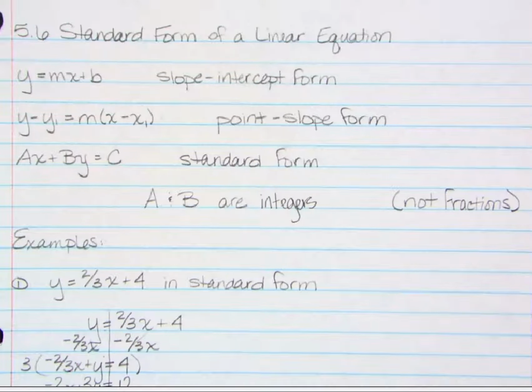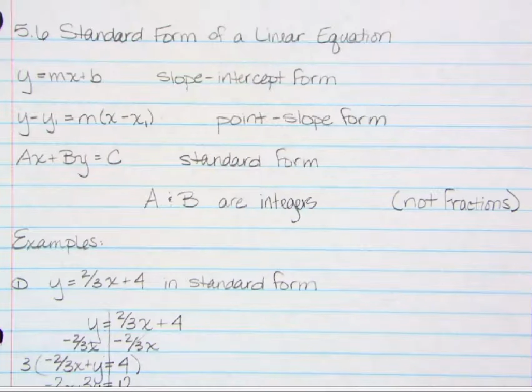Standard form is when we take both x and y and put them on the same side of the equal sign, and that's going to equal the constant, or the number that stands by itself without a variable. A and B both have to be integers. They can't be fractions and they can't be decimals.